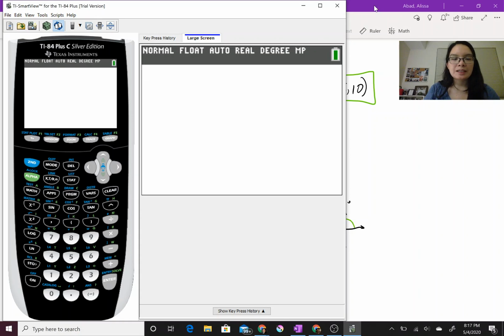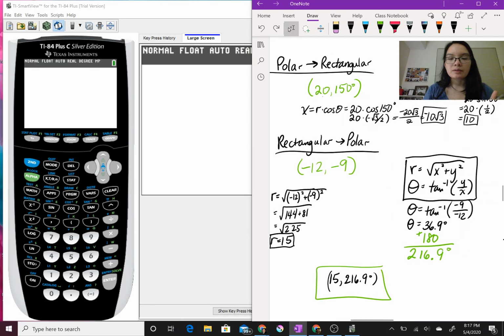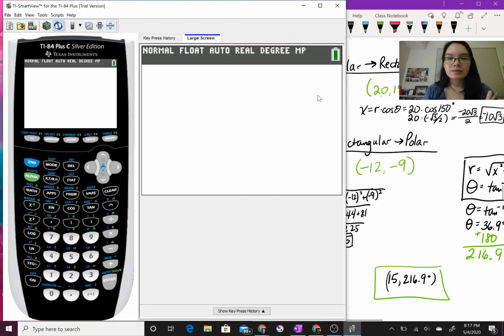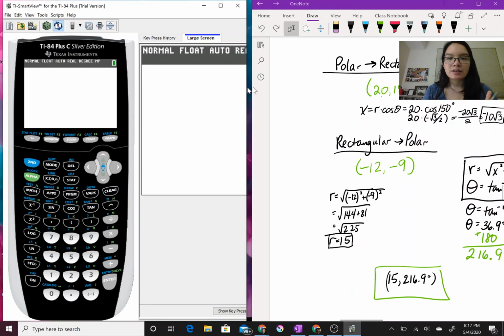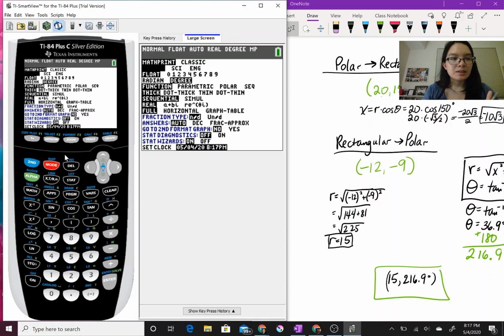So I'm going to use the same exact problems that we did in the lesson video from before. So you'll get to see the same thing here. For polar to rectangular, you can use this in your calculator. You're going to need to make sure that this is in degrees. So make sure that's in degrees here.